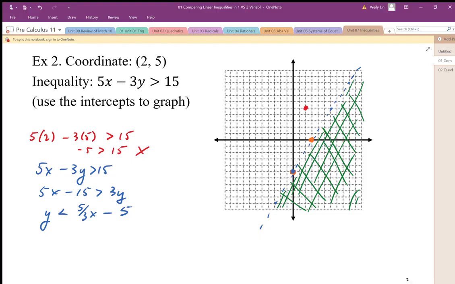So this is just a refresher back to grade 10. That's a strategy we had in grade 10 to draw these equations, linear equations, using intercepts when we have this general form equation.